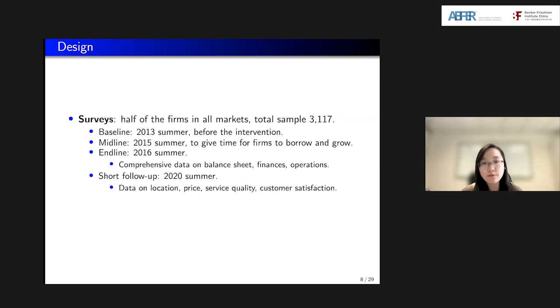So in those 4 rounds of surveys, we collected rich data on firms, like finance information, the borrowing from formal and informal sources, and also operation information. Lastly, we did a short follow-up survey in summer 2020 in order to collect retrospective data on firm location, prices, service quality, and we also randomly selected 1 customer in each store to ask for a survey of customer satisfaction.